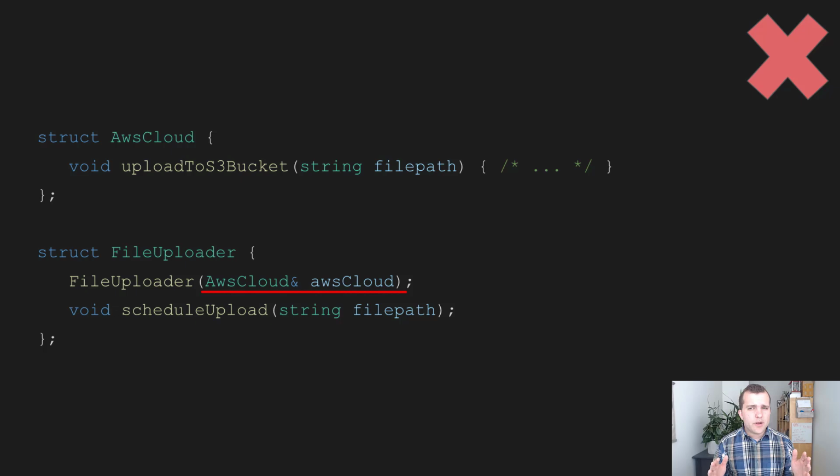Unfortunately, we do not depend on an interface, which means that we are coupled to a very specific implementation. This means that if we at some point decide to move to a different cloud provider, we will need to re-implement the file uploader class, which contains logic that should be pretty much independent. Why should the file uploader care about whether we use Azure, AWS, or Google? It just wants to schedule uploads. Now let's see the second violation.